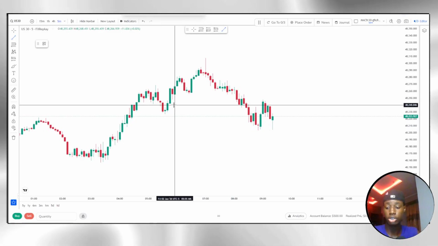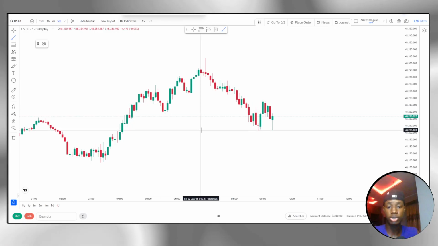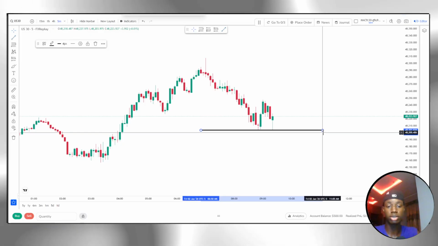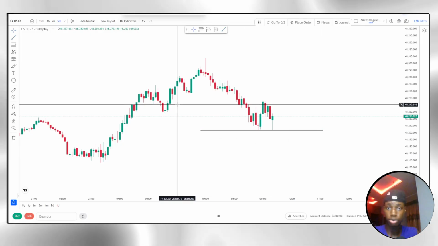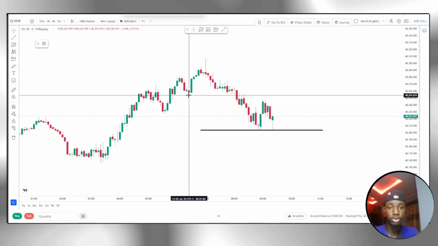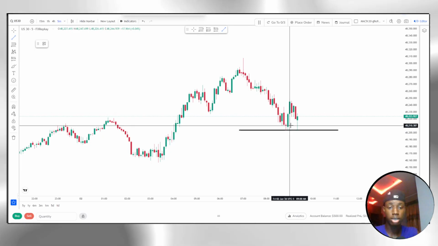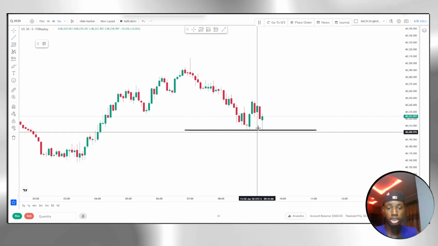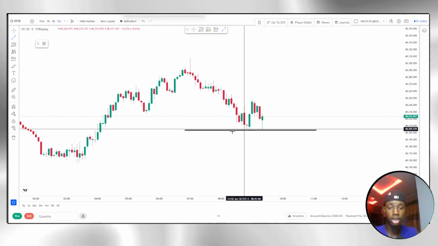I'm trading on US30 because so far US30 did well, and I traded mostly US30 in January. So I will just pick US30 since it moved better. Right now all I can see here is this support. I see price has support here. We have a level here.